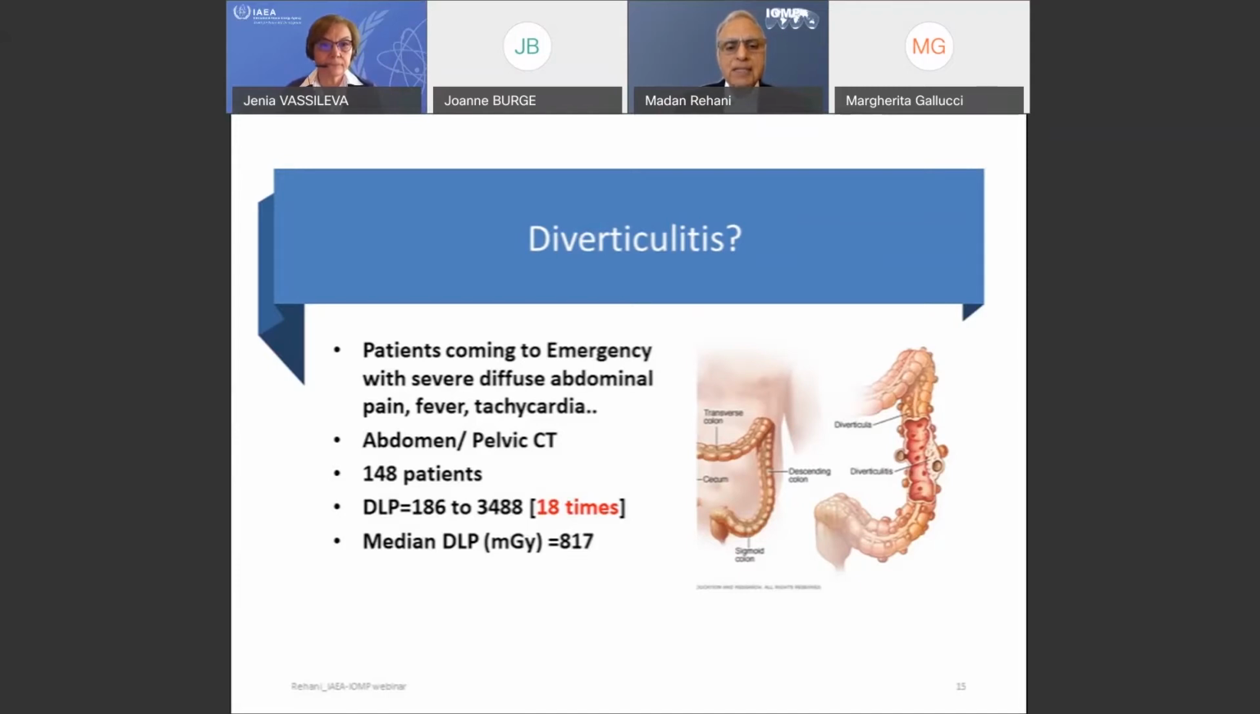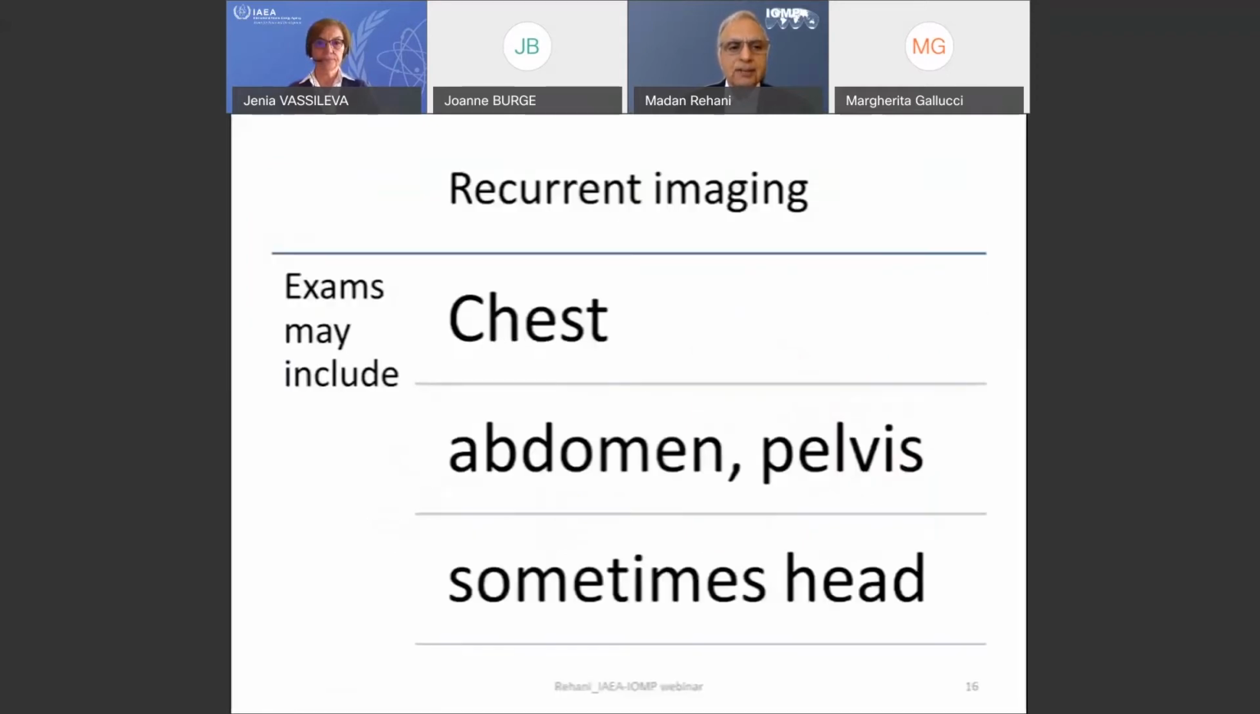So you can imagine that when it is the same hospital, same setting, same type of patient, and same type of exam, abdomen pelvic CT, there is an 18-time variation in the dose. Even if one looks at the median value, which is 817, compared with the 186, it is almost 5 times there. So it's a lot of variation when one looks at the dose as compared to the procedures. So procedures alone may not be a good way to look at the situation, and we do need to look at the dose.